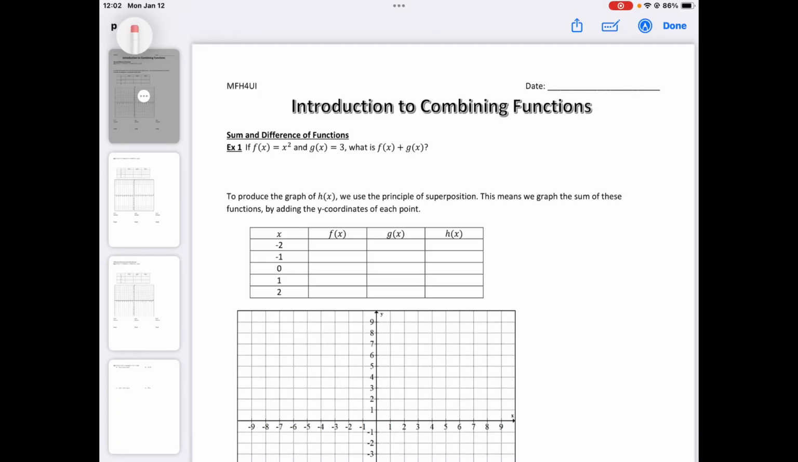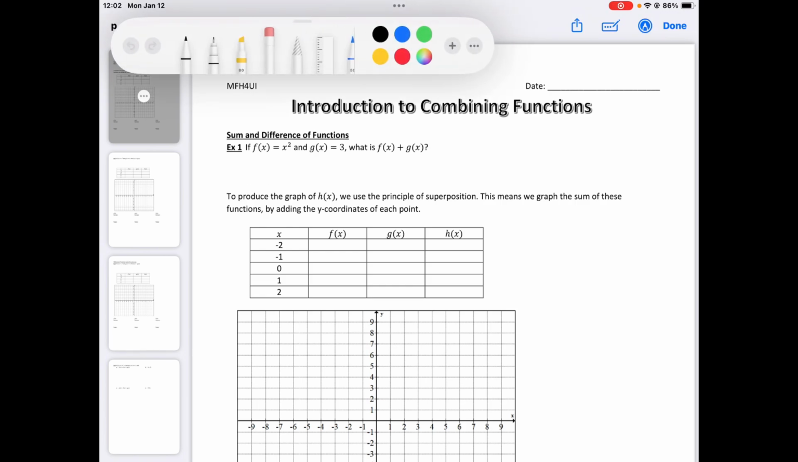This video goes over an introduction to combining functions. So in our first example, we've got f(x) and g(x), and the question that we're asking is what is f(x) plus g(x)? And so we get h(x) when we do that, and we're going to add f(x) plus g(x) together. In order to produce the graph of that h(x), we use the principle of superposition, which is graphing the sum of the functions by adding the y coordinates at each point.